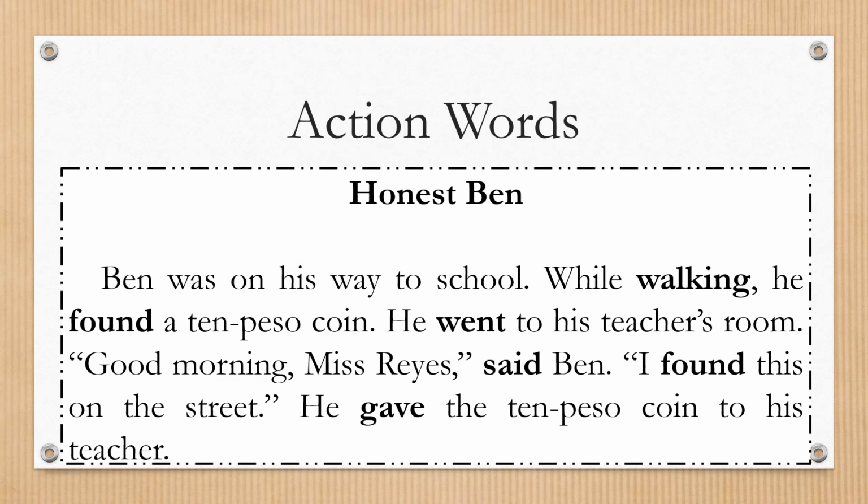Just like in the previous example, the words in the story that are in bold text are action words. Honest Ben. Ben was on his way to school. While walking, he found a 10 peso coin. He went to his teacher's room. "Good morning, Miss Reyes," said Ben. "I found this on the street." He gave the 10 peso coin to his teacher.